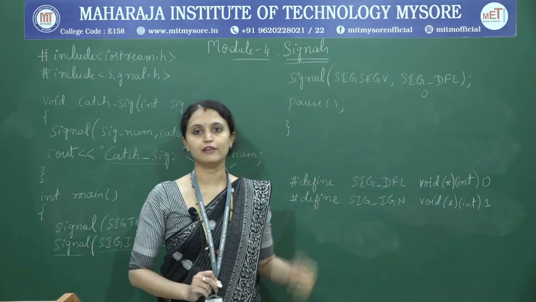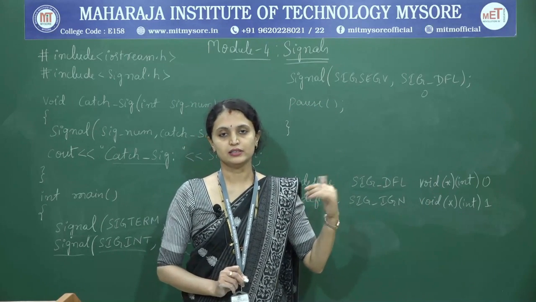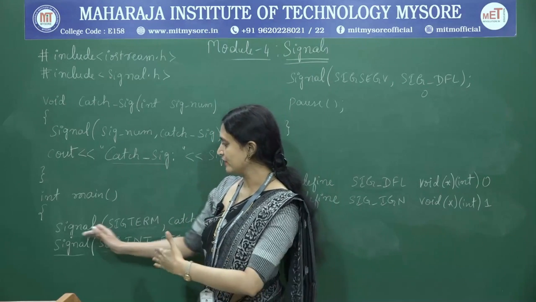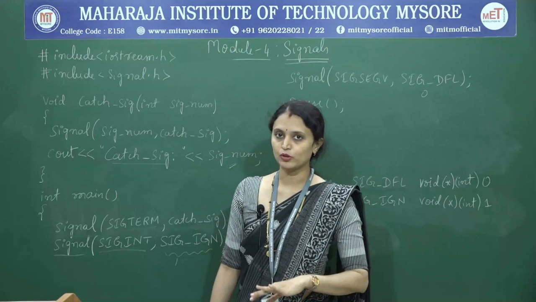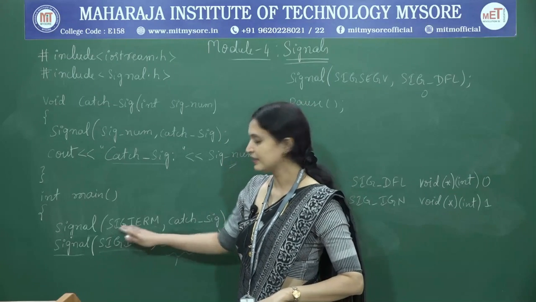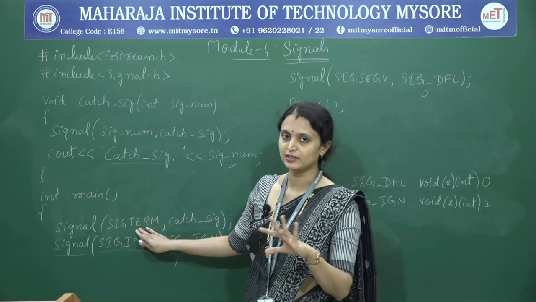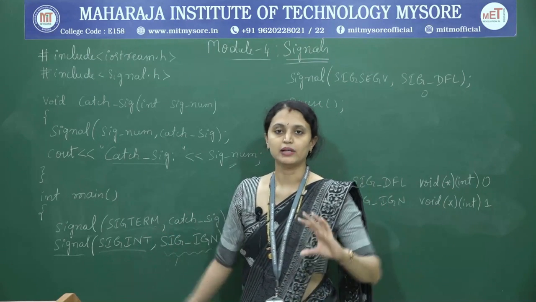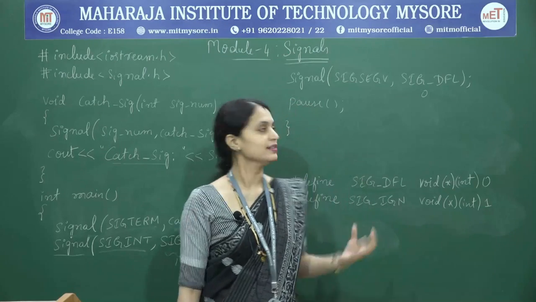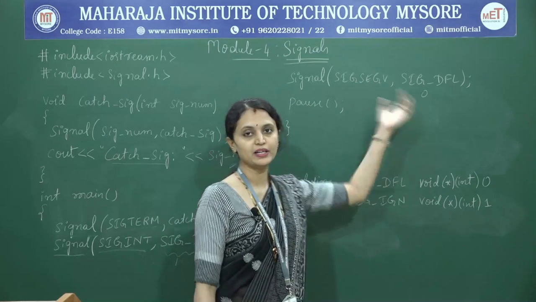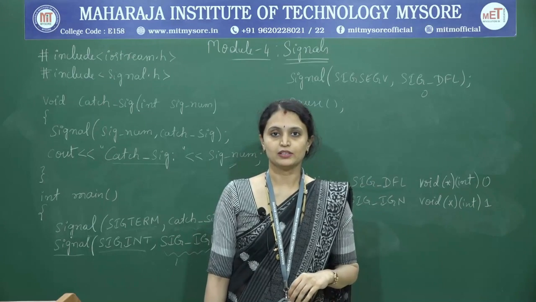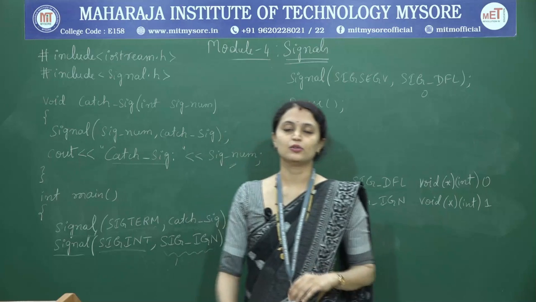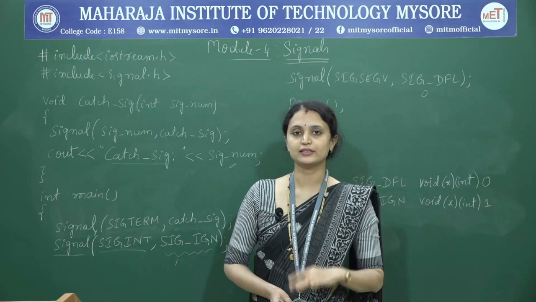So I already told you, if the value is 0, then the default action takes place. Here we are just illustrating the signal API, and this program will catch the SIGTERM, that is the process termination signal, and it will ignore the interruption signal, and the default action of the segmentation fault signal will be performed.